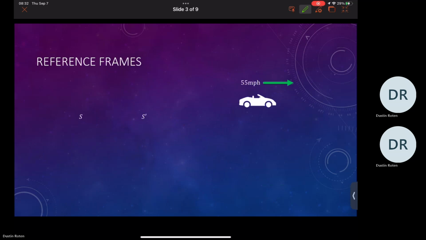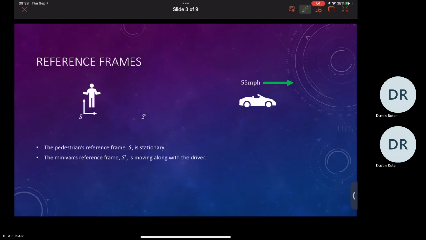Okay, so let's formalize this just a little bit. Okay, so we still have our sports car moving away at 55 miles per hour, and we still have these two reference frames. So the pedestrian's reference frame, we'll call it S, capital S. Capitals are important right now. It's stationary, it's not moving. Okay, so here's our pedestrian from the previous slide. Now the minivan's reference frame, we're going to call it S prime, and it's moving along with the driver. Okay, so this coordinate system, this X and Y axis, it's going to ride along, it's stuck to the car.